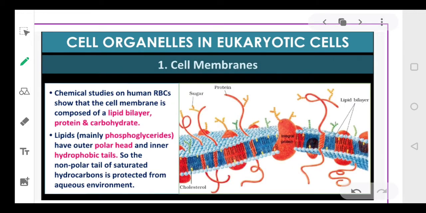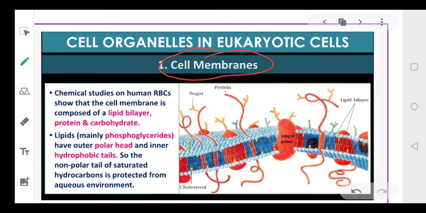Now coming to the detailed structure of each and every organelle which is present in a eukaryotic cell. So the very first is the cell membrane or the plasma membrane. See, dear students, the detailed structure of the membrane has been studied, but with the development of the electron microscope in the 1950s, the detailed structure was properly analyzed.